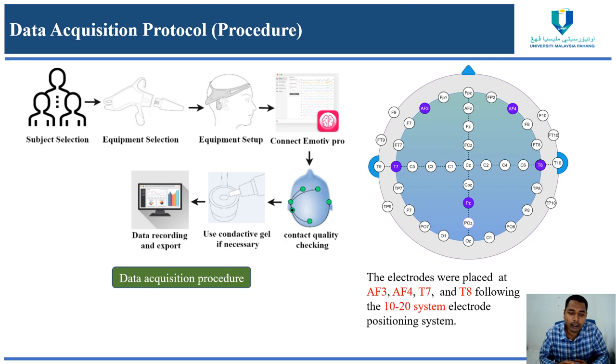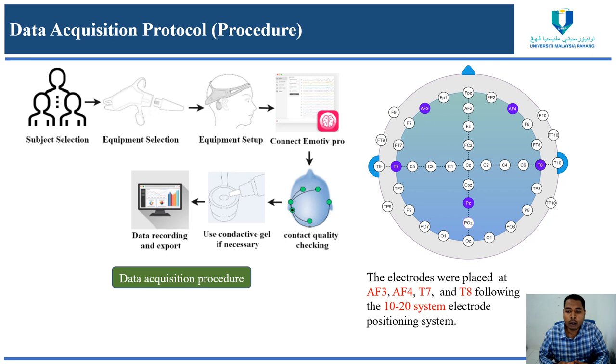This figure shows the data acquisition procedure. First, we select the subject. Then we select the suitable equipment from which we can collect the AEP dataset. In this study, we have used the 5-channel Emotiv Insight device. Then we connect the device with the computer using the Emotiv Pro software via Bluetooth. During the data collection, we check the contact quality, and if the contact quality is less than 100%, then we use conductive gel which helps to increase the contact quality between the skin and the sensor. Finally, we record and export the AEP dataset.